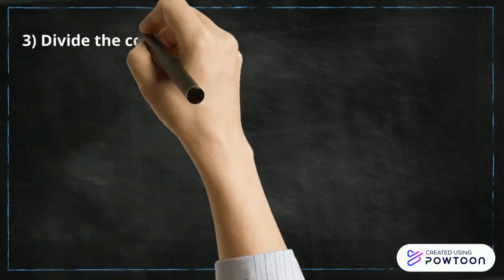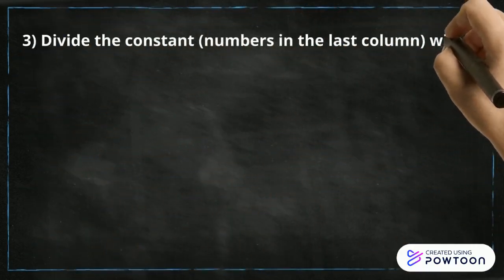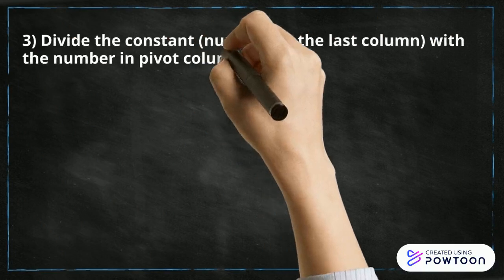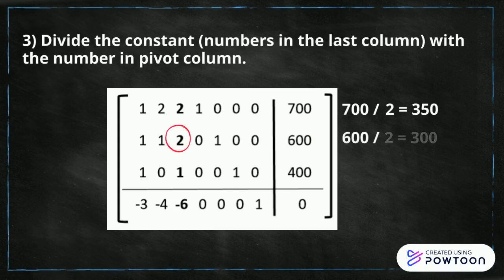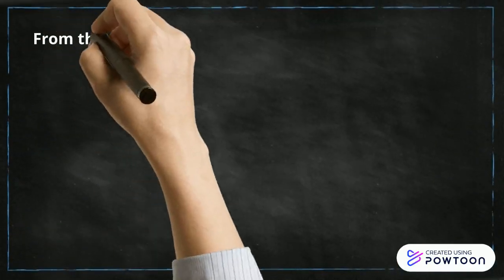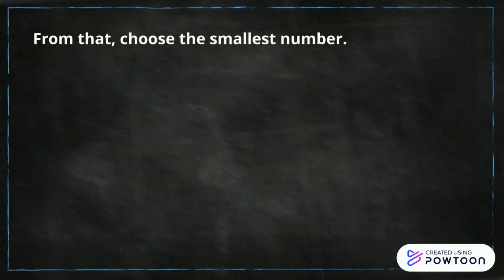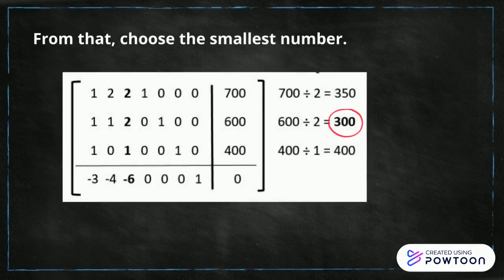After that, divide the constant in the last column by the number in the pivot column. From that, choose the smallest number, which is 300. This row is called the pivot row.